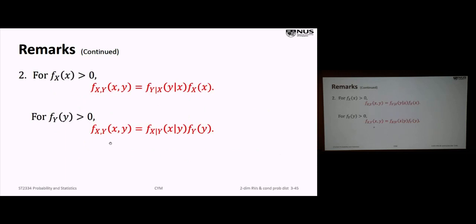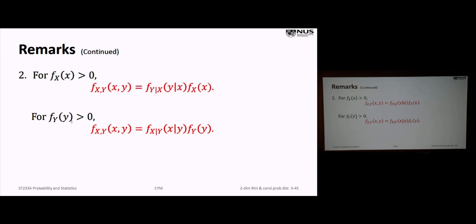Okay, basically you can also rearrange this formula. If I know the conditional and the marginal, I can get the joint. Remember that what we had for events is the probability of A and B is the probability of A given B times the probability of B. This is the analog for random variables. So the joint PDF of X and Y, if f_X of x is positive, is equal to the product of the conditional times the marginal.